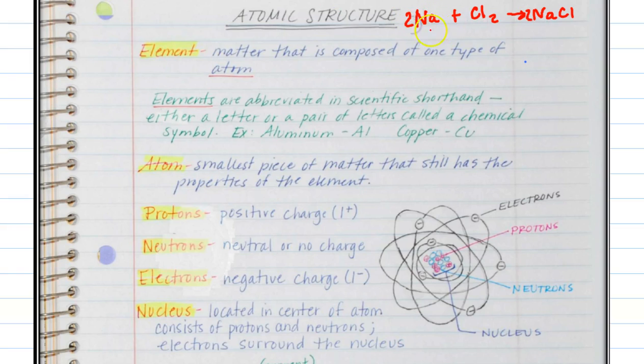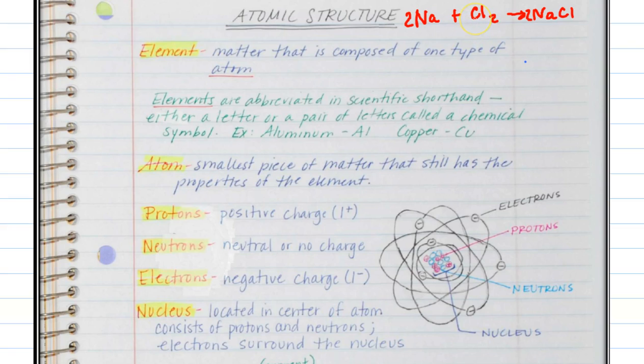Now, sodium is a silvery metal that's highly, highly explosive. Chlorine is a poisonous yellow-green gas. But yet, when we put these two together, their physical and chemical properties change, and they form sodium chloride, which is common table salt. So, common table salt, which is a white crystalline substance, comes from this silver metal that's highly explosive and this yellow-green poisonous gas.